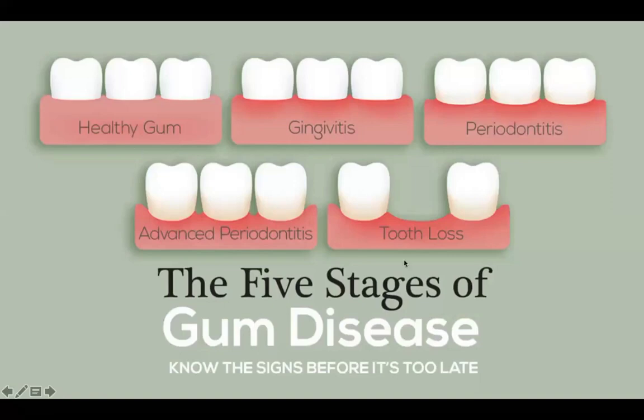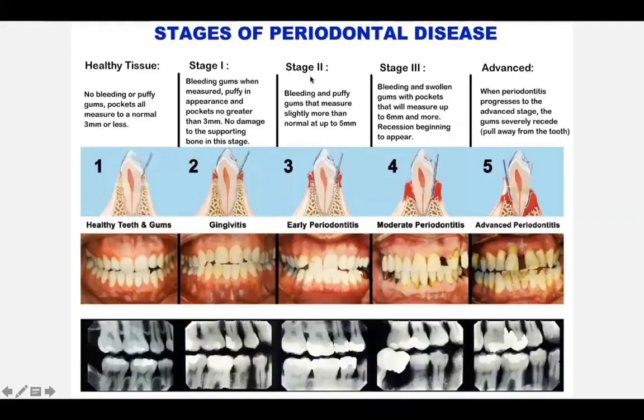So again, the 5 stages of disease you already know: healthy gums, gingivitis, periodontitis, advanced periodontitis, and finally tooth loss. These are the 5 stages of gum disease. Know the signs before it's too late. Again, stage 1, stage 2, stage 3, 4. This is just healthy, gingivitis, early, moderate, and advanced, named otherwise as healthy, stage 1, stage 2, stage 3, and advanced. Only remember that advanced is still advanced. The name is the same, easy to remember.